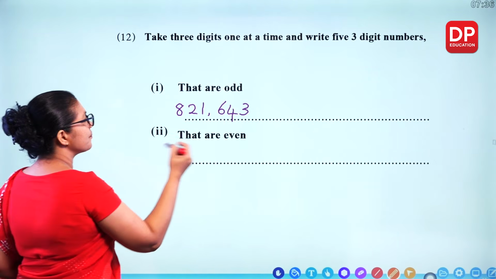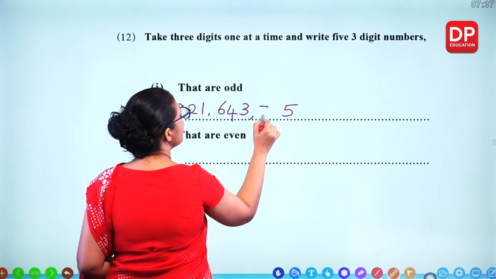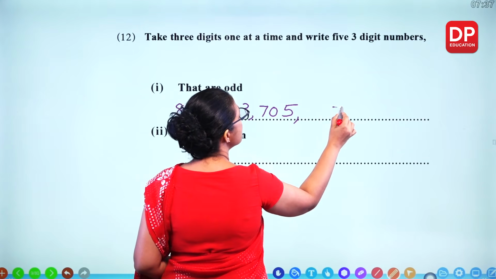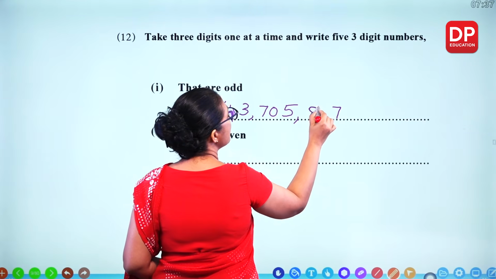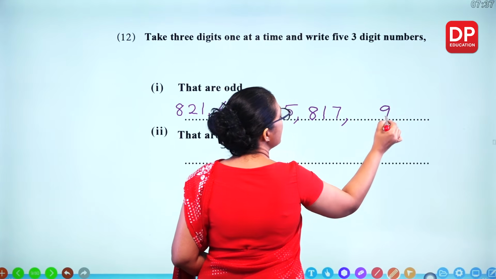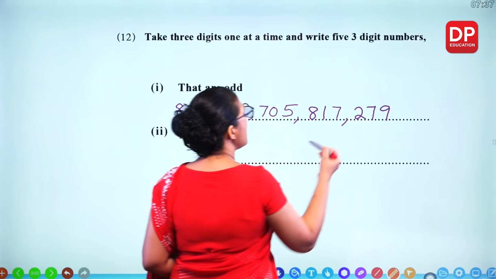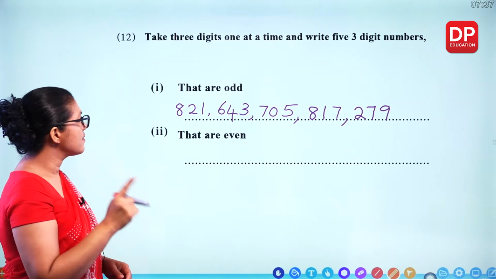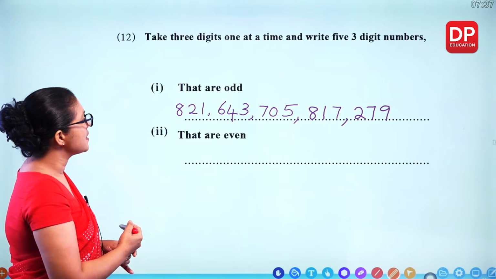643. Last digit 5, 705. Then last digit 7, 817. Last digit 9, I can write 279. So you have to only think about last digit. Last digit can be 1, 3, 5, 7, 9 for odd numbers.